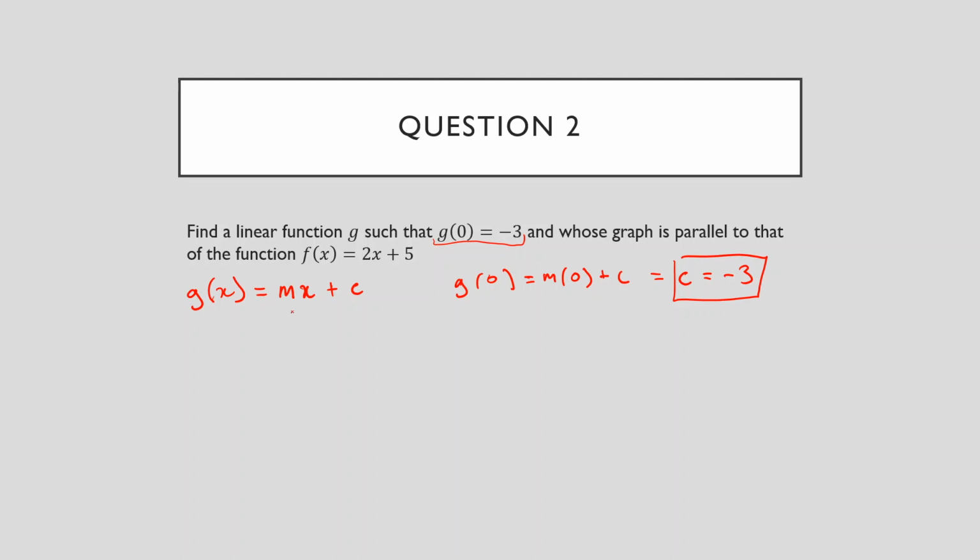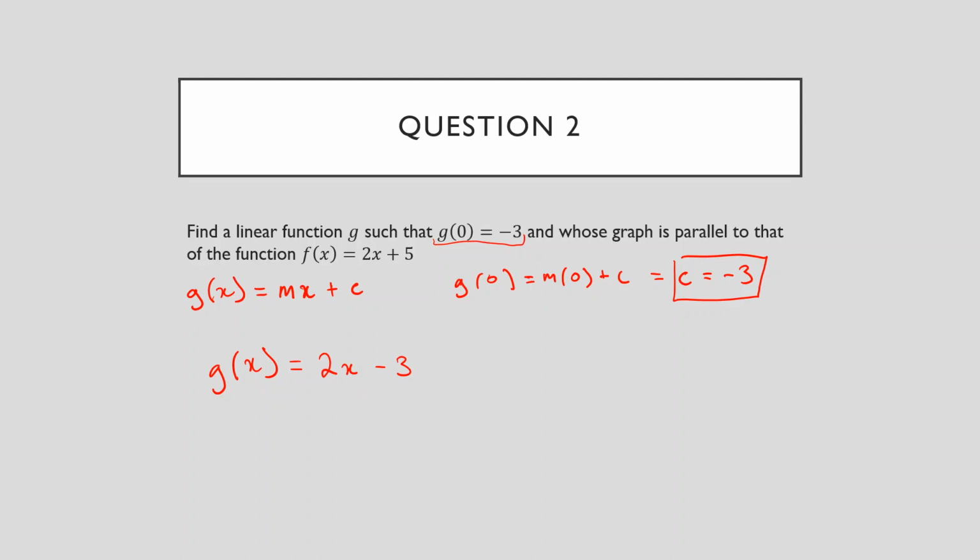How do we find m? Well, that comes from the second piece of information. It says that the graph is parallel to that of the function f of x equals 2x plus 5. So if two linear graphs are parallel to each other, that means something is the same. What's the same? If you said gradient, that's correct. So we know that the g function has to have the same gradient as the f function, and the gradient of the f function is 2. So we know straight away that m is 2, and therefore you can write out your g function in full. It's going to have the rule 2x minus 3.